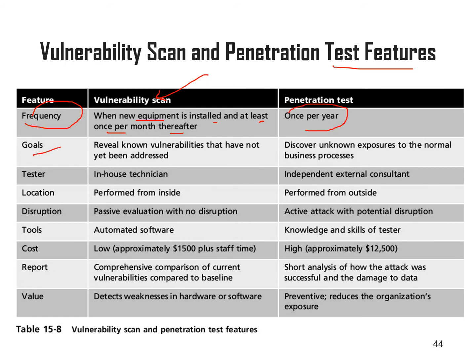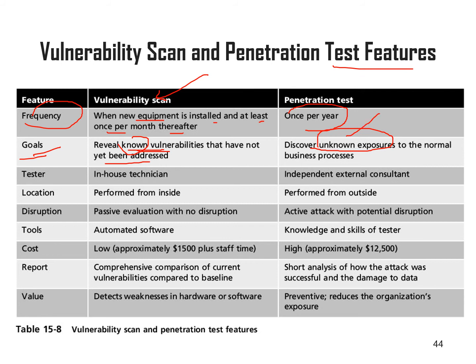So what are the goals in a vulnerability scan? It reveals the known vulnerabilities that have not yet been addressed. So in the case of vulnerability scanning, the goal is to reveal the known vulnerabilities that have not yet been addressed. That is the ultimate goal of the vulnerability scan. In the case of penetration testing, what is the goal? Discover the unknown exposure. So that is the difference. One discovers the known vulnerabilities, here it discovers the unknown vulnerabilities.